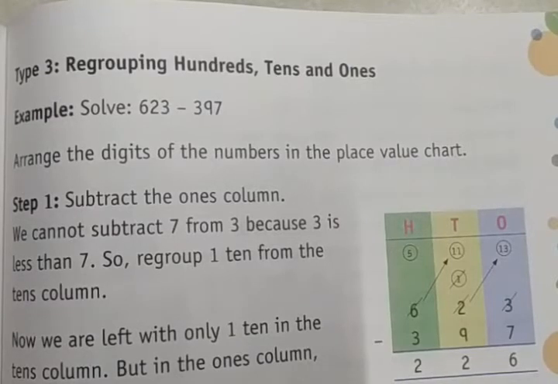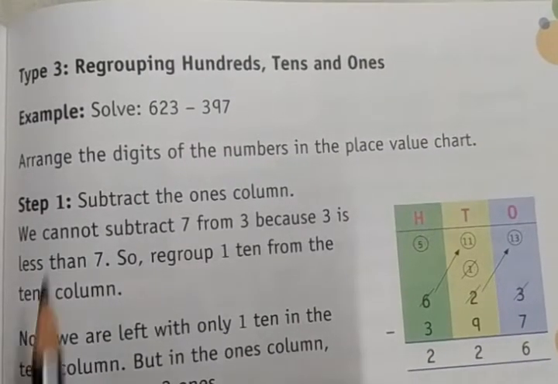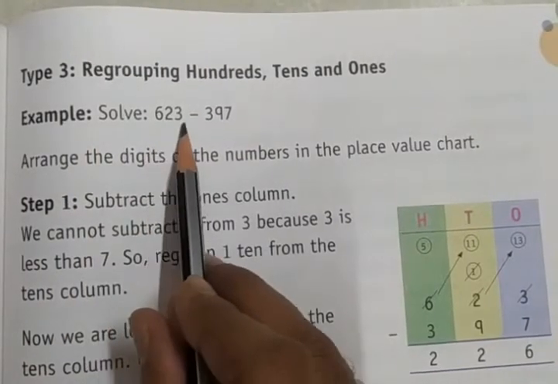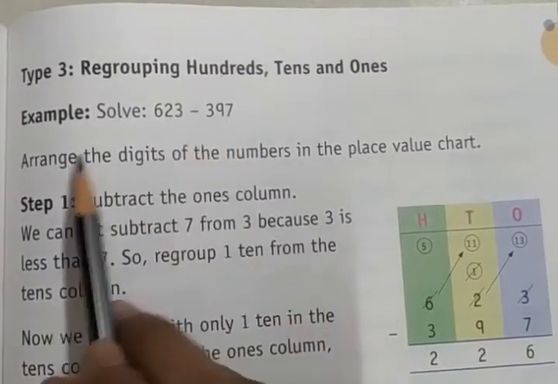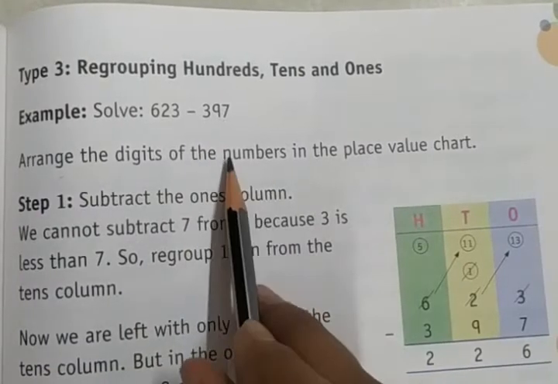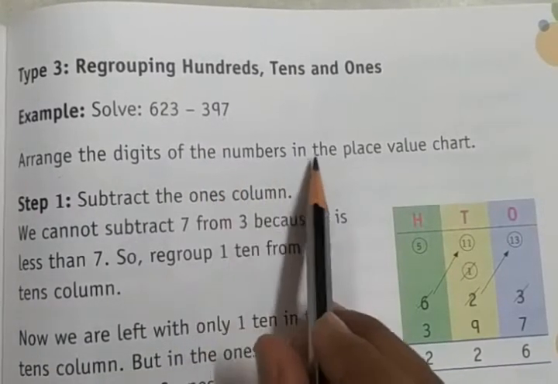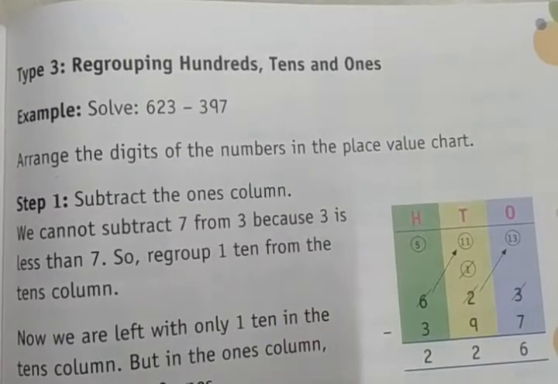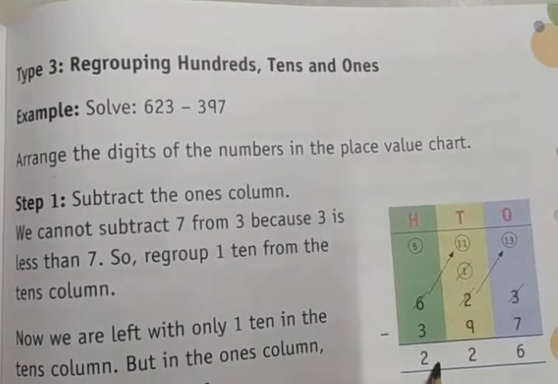Okay, don't have a fear. Example, solve 623 minus 397. Arrange the digits in the number in the place value chart. I will explain the steps while solving the example itself, right?